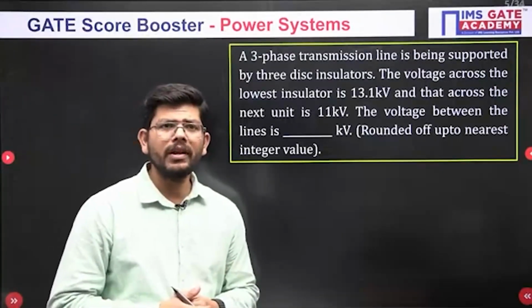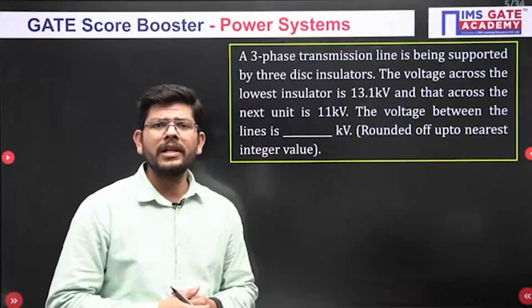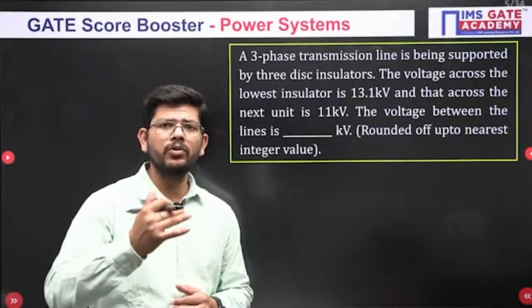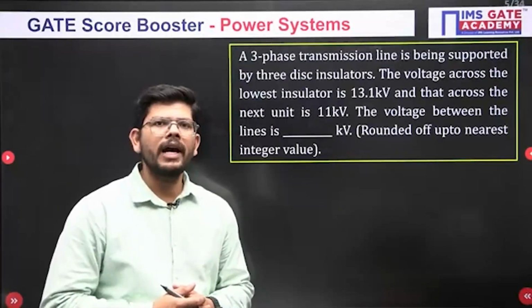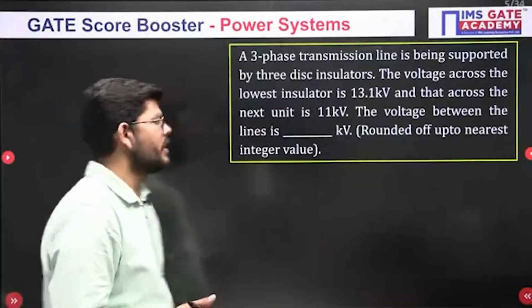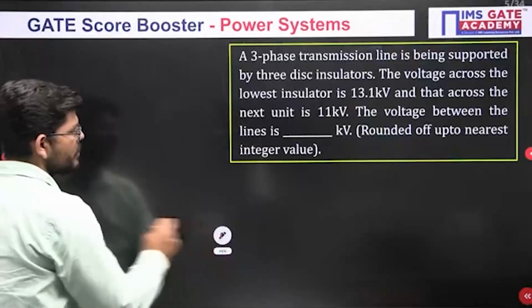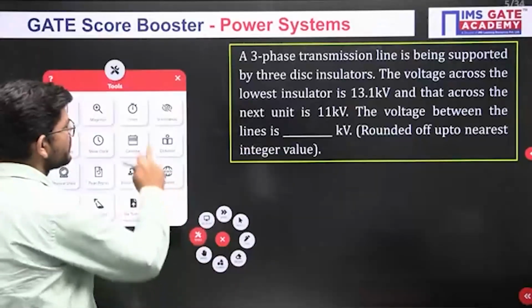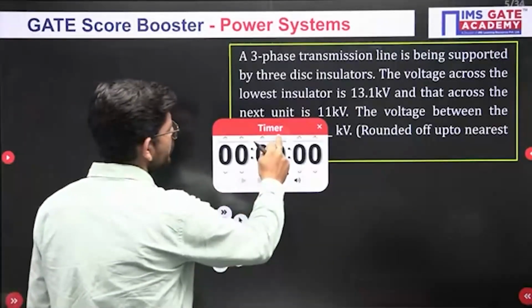So there are 3 insulator discs. The voltages across the lower 2 discs is known to us, and we have to calculate what voltage the lines are carrying. Okay, so your time starts now. This is what we have to calculate here, and you can solve this question as well.